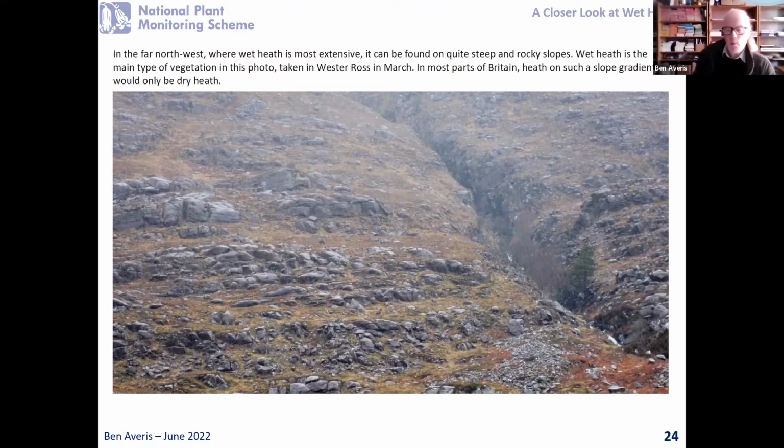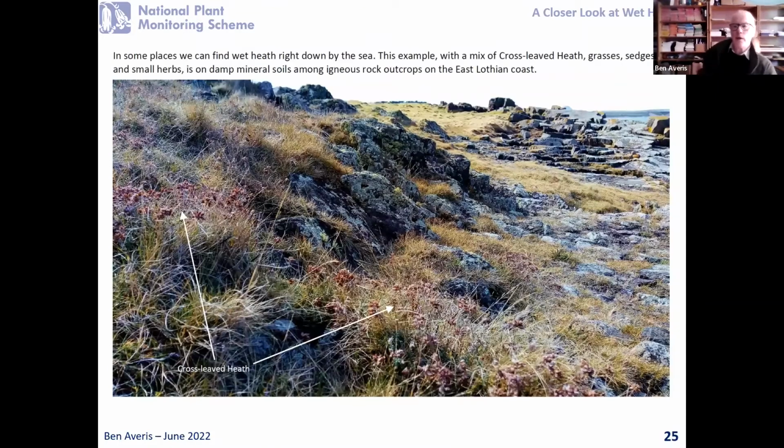The next picture, thinking of other habitat and location contexts for wet heath, is on the coast, again on quite rocky ground with a thinnish, discontinuous soil, and loads of cross-leaved heath. We're not seeing deer grass or purple moor grass here, but lots and lots of cross-leaved heath. So it is a heath, and it's a wet heath, and it's a coastal one. And sometimes you find coastal species in these examples, like the sea plantain, Plantago maritima, or thrift. It's not that common to find a good lot of wet heath right down by the sea like this, but yeah, it does occur. Okay, next picture.